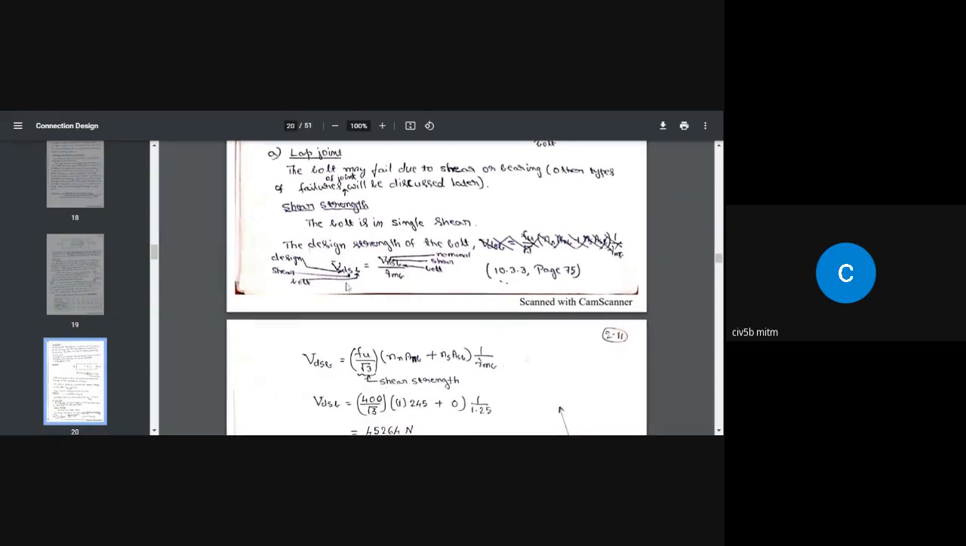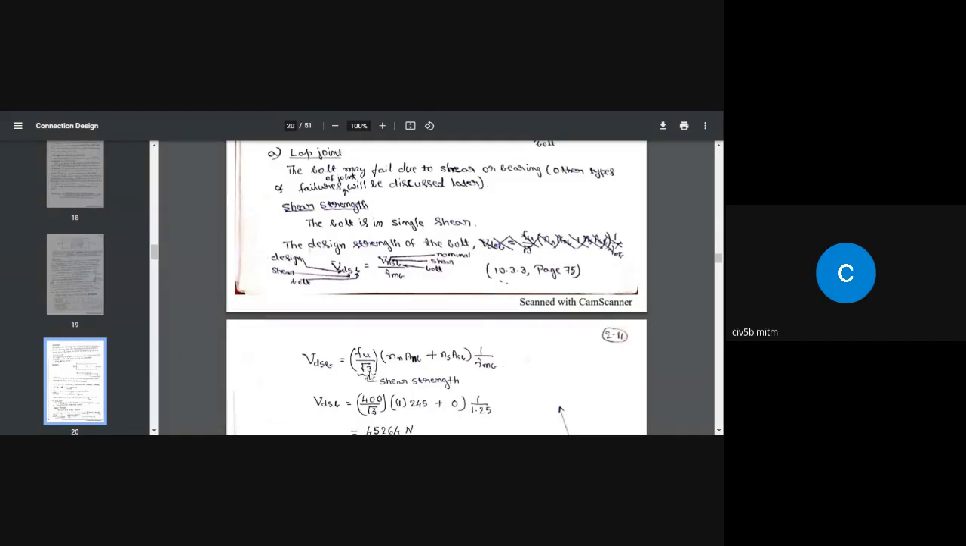So coming further down, whatever VNSB value I've substituted here. So gamma MB is here. So where did I get this? Again, under 10.3.3, page 75 of the code book. So we get VNSB equal to this much.